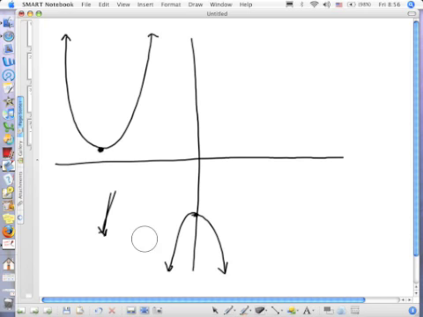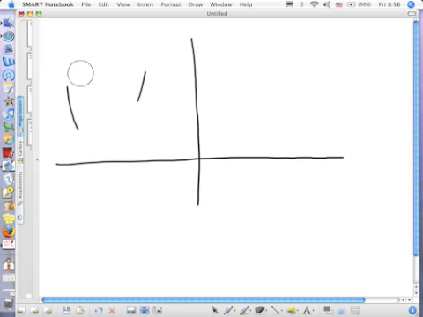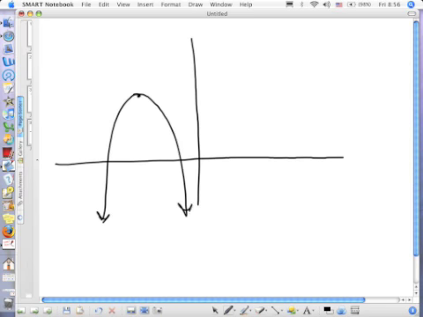if a parabola's vertex is located above the x-axis and it's opening down, how many times will it cross the x-axis? Twice. 2 times. If the vertex is located below the x-axis and it's opening up, how many times will it cross? Twice. So we have possibilities where there is no x-intercept. We have possibilities where there are 2 x-intercepts in a parabola. How do you think there would only be 1 x-intercept in a parabola?